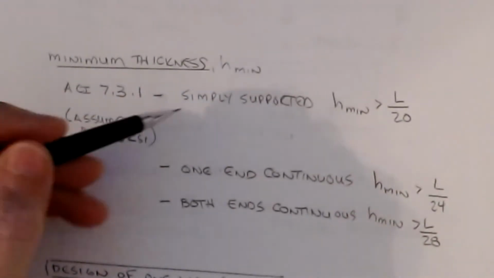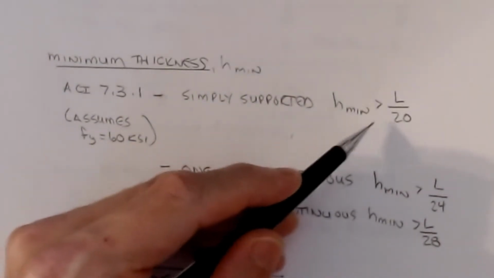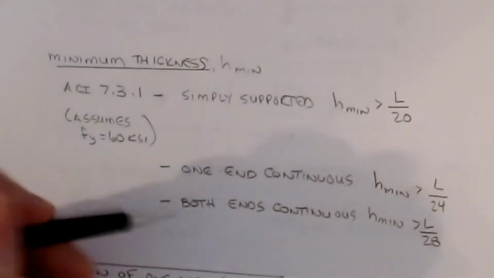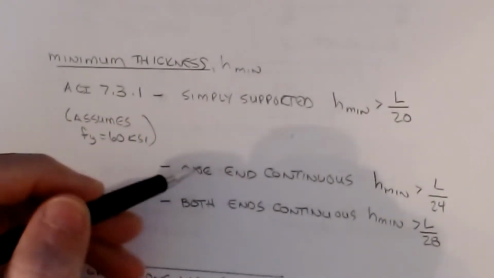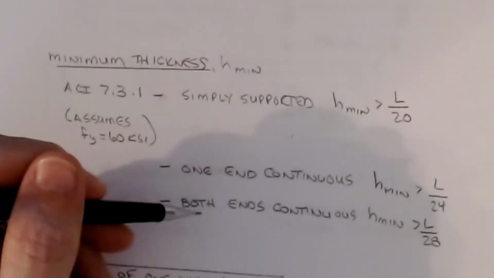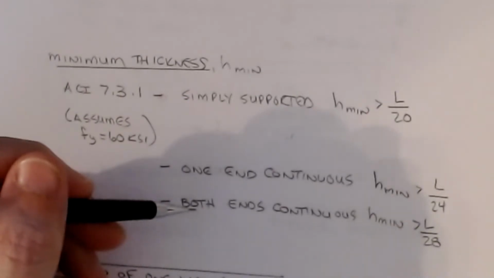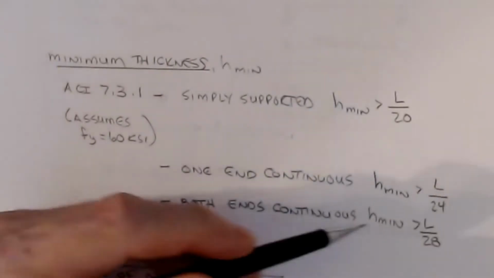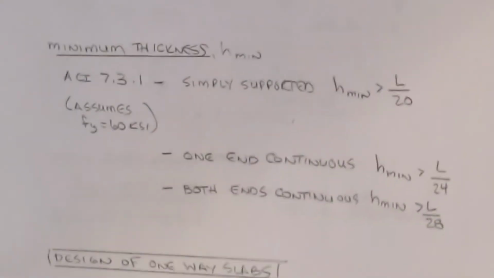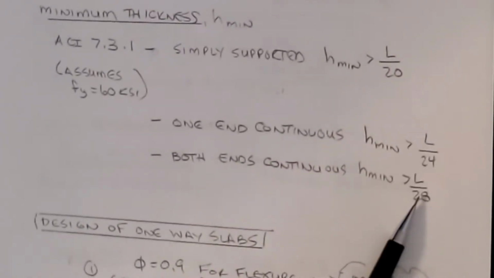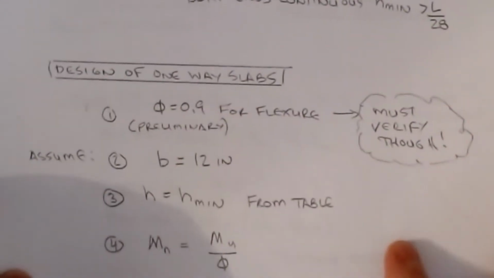Okay, if the beam is simply supported, HMIN has to be greater than the span over 20, that L dimension that we showed you in the last picture. If one end of the beam is continuous and the other is not, then HMIN is L over 24. And if both ends are continuous, so this would be an interior span on an interior beam of a continuous system, then your HMIN would be greater than L over 28. So you can see that as you get more and more continuous, the thickness that is required gets smaller and smaller.